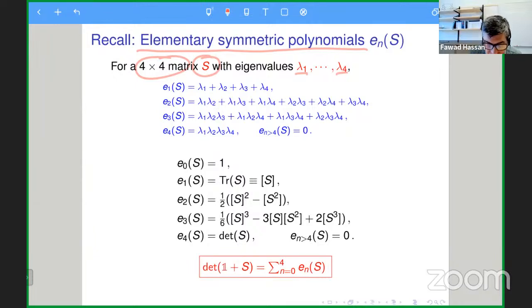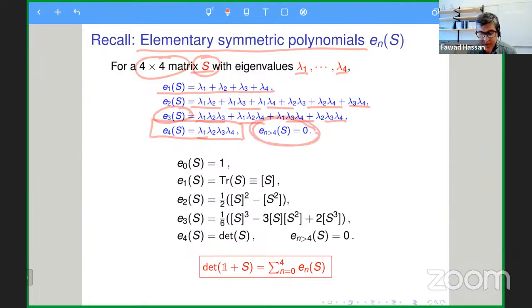But in any case, given this matrix S, you can define its elementary symmetric polynomials. There are 4 of them. The sum of eigenvalues, which is the trace of the matrix, is the first elementary symmetric polynomial. The product of 2 eigenvalues, all summed up, is the second elementary symmetric polynomial. The product of 3 eigenvalues summed up is the third, and the product of all eigenvalues is the fourth one, and clearly the fourth one is the determinant of the matrix S. All the higher elementary symmetric polynomials for this S are 0. And this is for a 4x4 matrix.